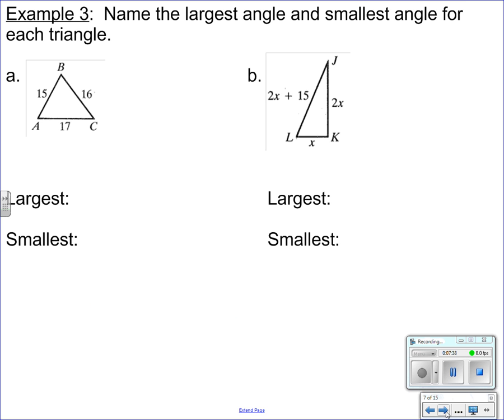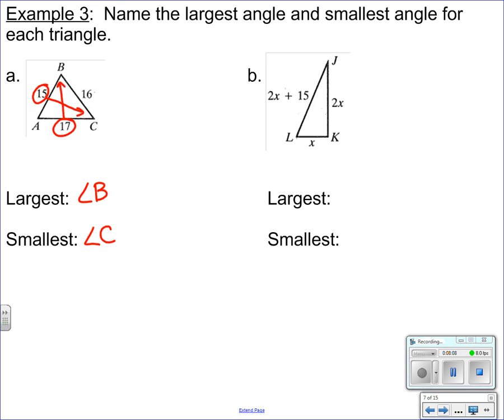Name the largest angle and the smallest angle for each one of the triangles. So we have to look and see what is the largest side. The largest side in A would be AC. So the angle opposite of that, angle B, is the largest angle. The smallest side is 15. The angle opposite of that, angle C, is the smallest.